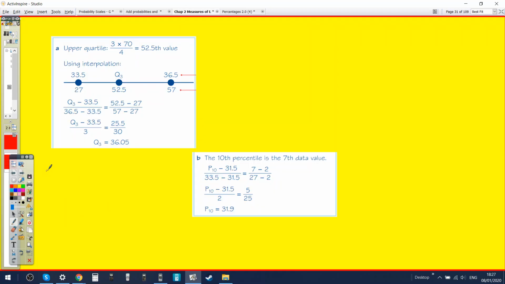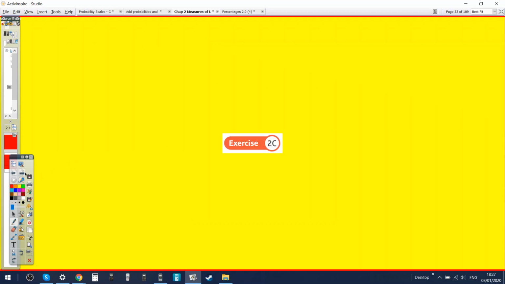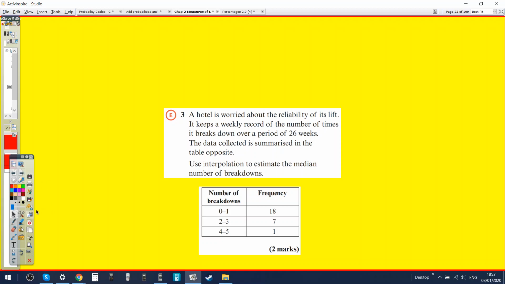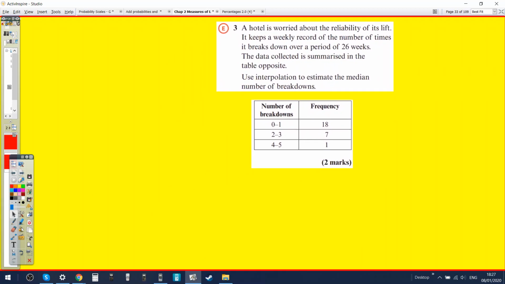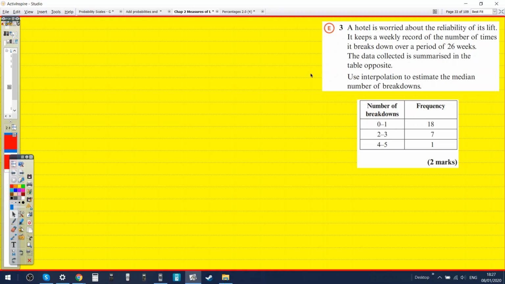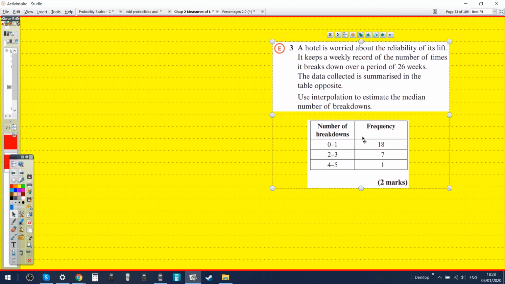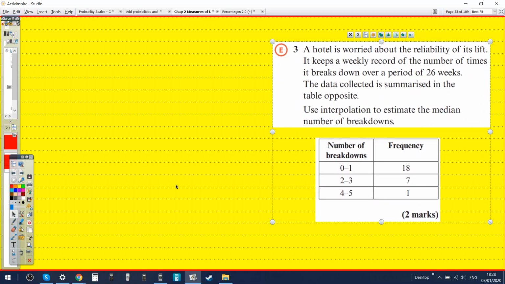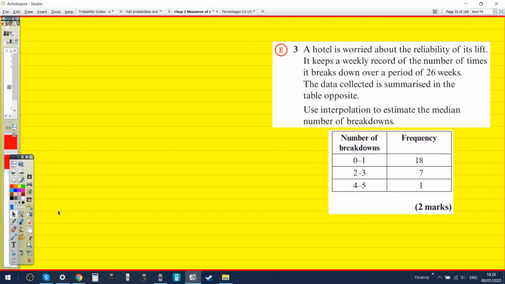They used some different method. We can use that method sometime, perhaps. Okay, let's try this one. Use interpolation to estimate the median. I did it in... So you type in the midpoints again.